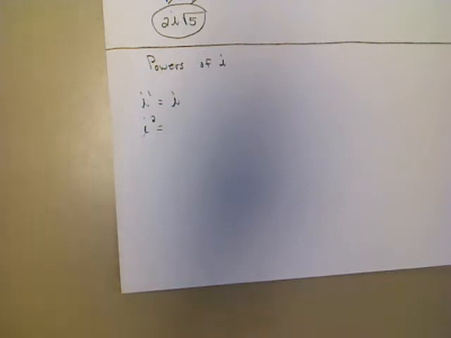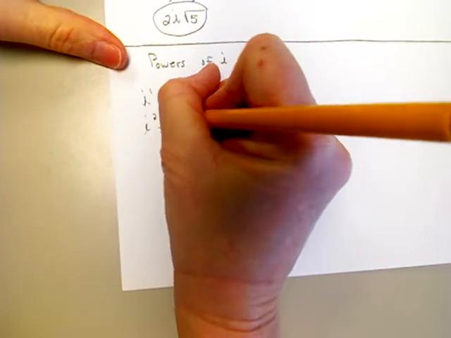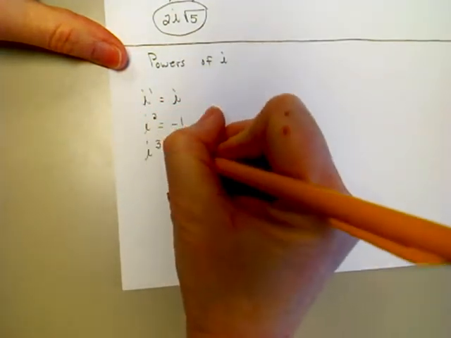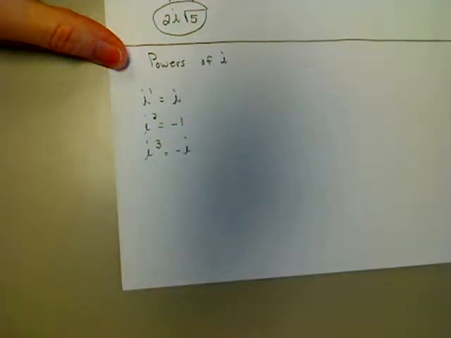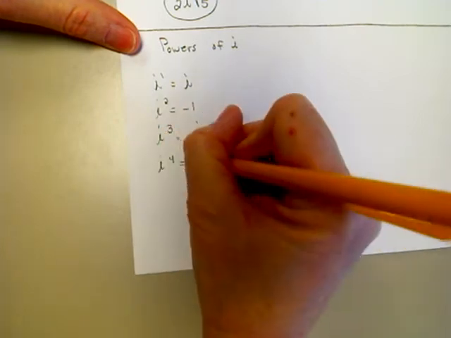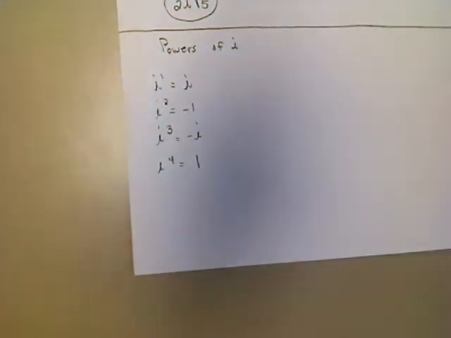Okay, it just does. And you're going to hurt your brain really bad if you're trying to go, well, why? Why is that? Just know i squared is -1. i to the third is -i. And i to the 4th power equals +1. Again, don't try to rationalize that in your brain. Don't try to understand that.